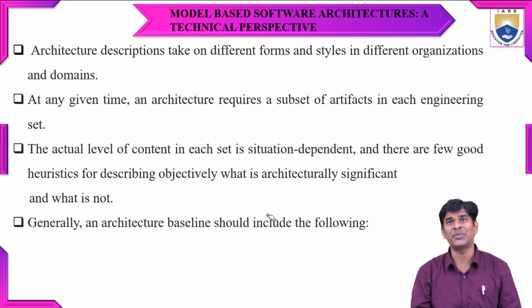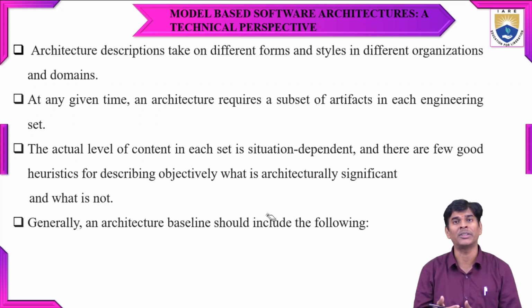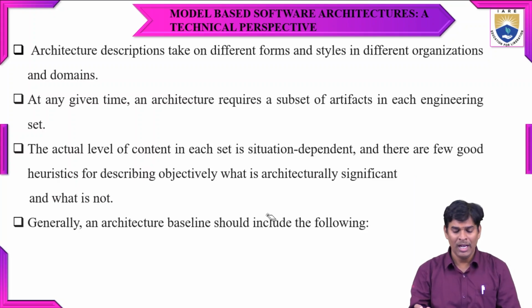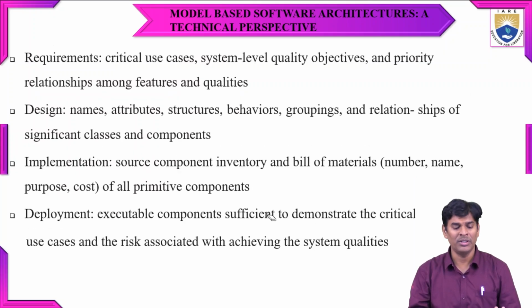Okay, and also the architecture description. So we have different types of forms, and it can be implemented in different organizations and domains. Okay, the architecture is based upon the requirements, so this can be changed. So how many components or subcomponents have to be implemented in the engineering sets. So based upon the situation, they may have some good heuristic. So it means the architecture can be different. Based upon the situation, they need to add some components or eliminate some components.